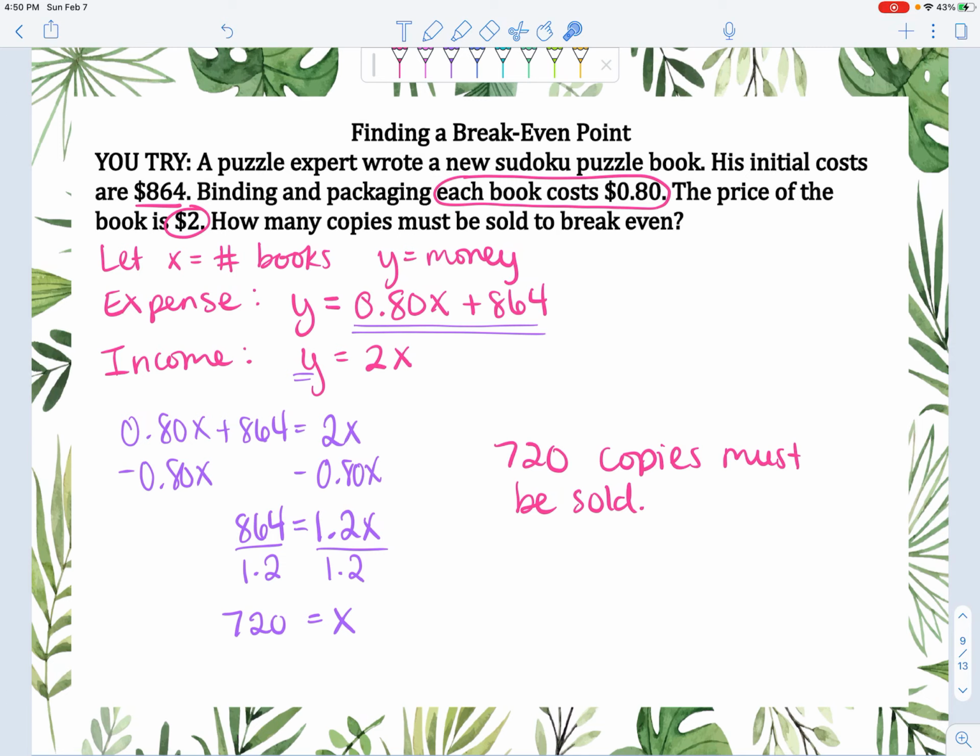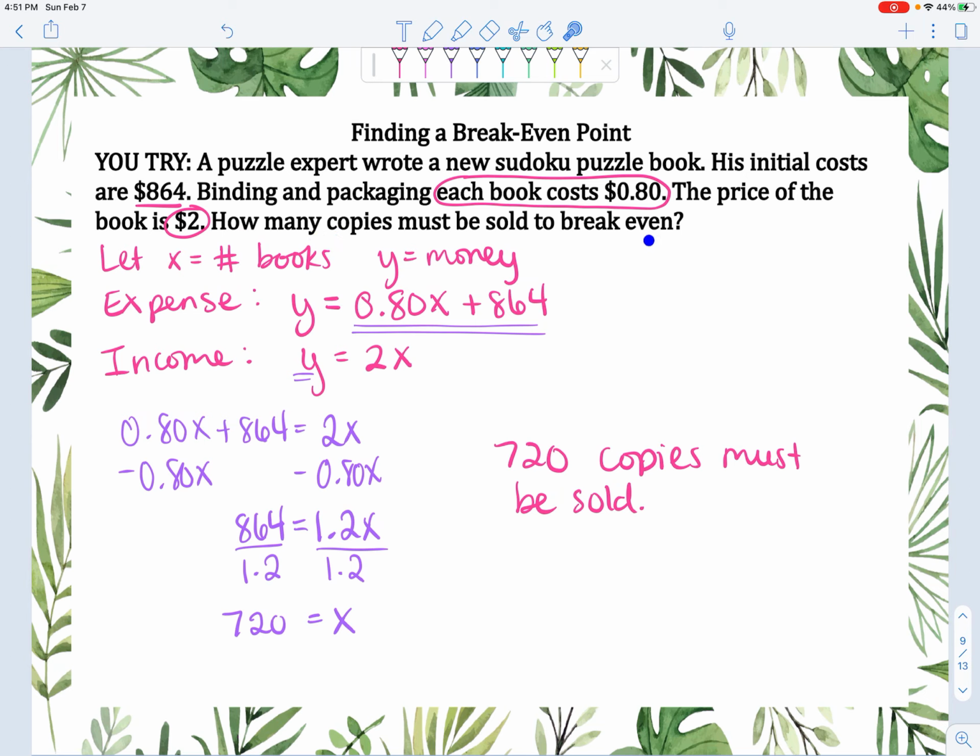It says a puzzle expert wrote a new Sudoku puzzle. His initial costs are $864, so that's an expense. Binding and packaging each book costs 80 cents. Okay, so it's a cost, so it's an expense. It's also a rate, so this is a slope. The price of the book is $2. So it's not really explicitly telling you that this is a rate, but it actually is. Okay, so what this is saying is that he is selling this book for $2 a piece. Every book that he sells, he's going to get $2. So this actually is a rate.